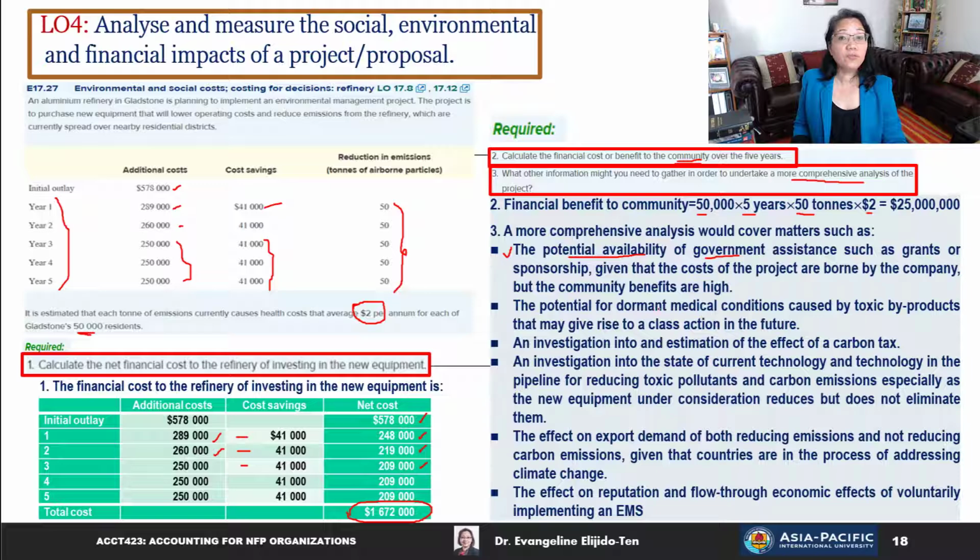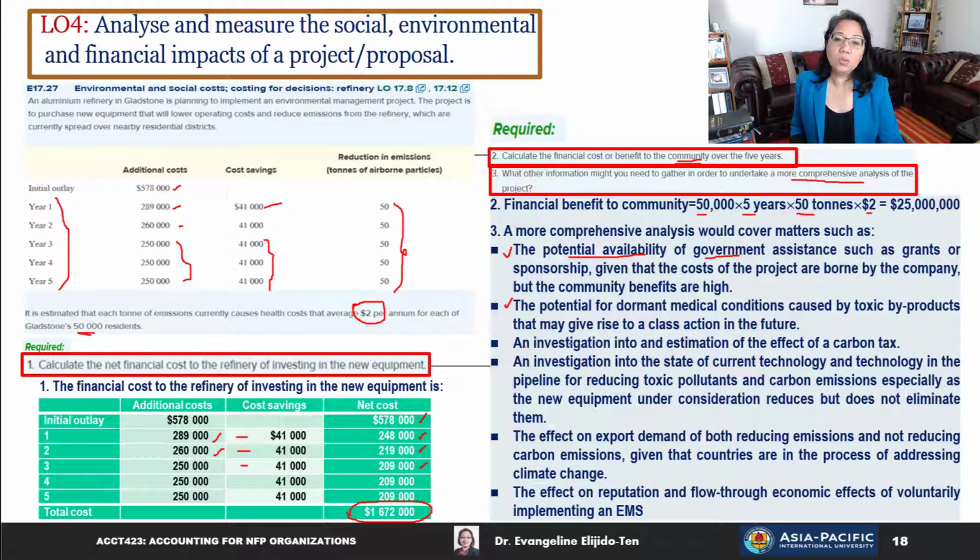Also, the potential for dormant medical conditions caused by toxic byproducts that may give rise to a class action in the future. So even though the company or the refinery might be spending more than 1.672 million, what's the potential of them being sued by the residents in the future? If the potential is high that they will be sued in the future, perhaps it's worth investing after all.